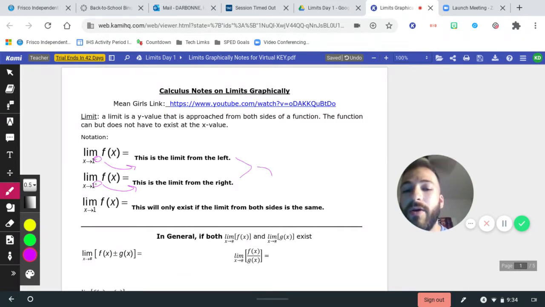And then the limit as x approaches 1 without the negative or the positive is combining these two together. So I take whatever those two are, and I use both of them to evaluate the limit as x approaches 1. As it says, it will only exist if the limit exists from both sides and is the same. So if the left side, let's say, was 2 and the right side was 3, the overall limit would not exist. If the left side was 2 and the right side was 2, then the overall limit would equal 2. So we need both sides of the limit for the overall limit to exist.